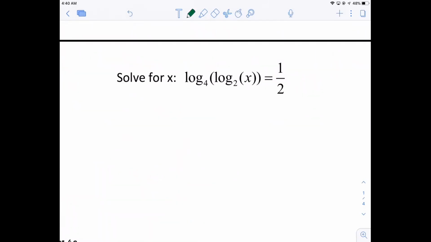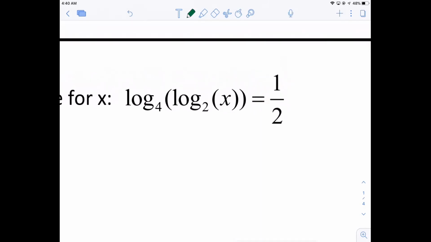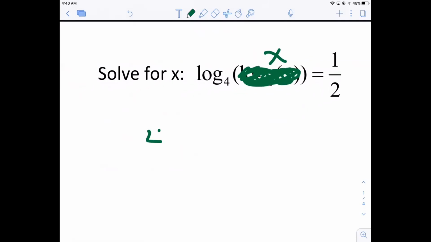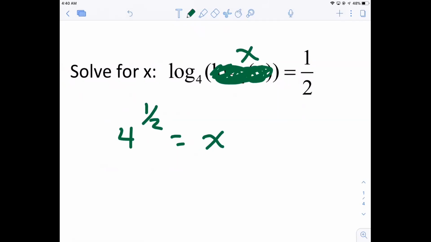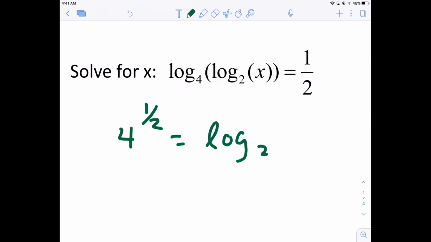I like this one. This is an interesting problem. We got nested logs. I'm taking log base 4 of log base 2 of x, and that's equal to a half. Right? So I'm going to change this to exponential form, because let's ignore this. Let's just pretend that this is, I don't know, x in there. Well, if I change this to exponential form, wouldn't this be 4 to the half power is equal to x, right? Well, what is x? X is just log base 2 of x.